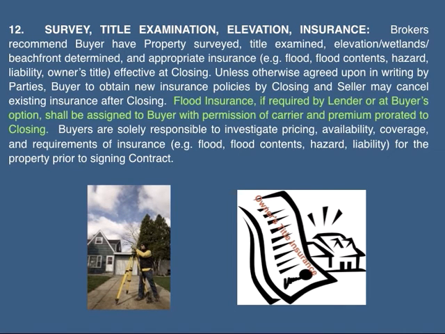Next, we move to the survey, title exam, elevation, and insurance section. Brokers recommend the buyer have property surveyed, title examined, elevation, wetlands, beachfront determined, and appropriate insurance, that is flood, contents, hazard, liability, owner's title, effective at closing, unless otherwise agreed upon in writing by parties. Buyer to obtain new insurance policies by closing, and seller may cancel existing insurance after closing. Flood insurance, if required by lender or at buyer's option, shall be assigned to buyer with permission of the carrier and premium prorated to closing. Buyers are solely responsible to investigate pricing, availability, coverage, and requirements of insurance, that is flood, contents, hazard, liability, for the property prior to signing contract.